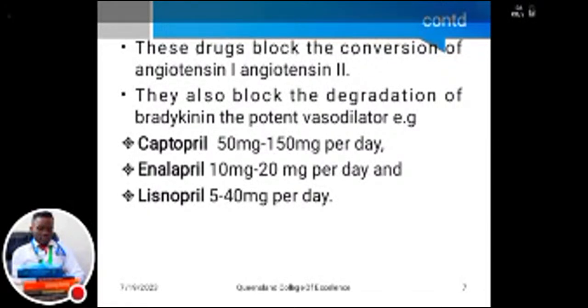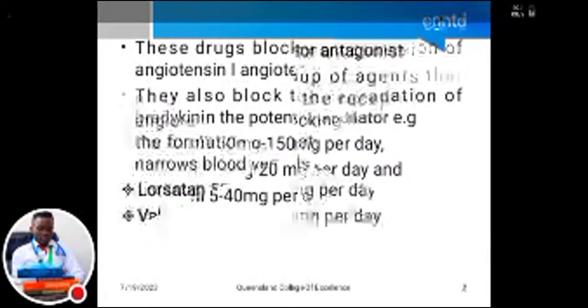Remember these bradykinins? These are used in the complementary system. We have the bradykinin as well as other ones. Bradykinin is a potent vasodilator, for example, we have captopril. That's another drug. You can give 50 to 150 milligrams per day. Or enalapril, you can give this one 10 to 20 milligrams per day. Or lisinopril. This one you can give 5 to 40 milligrams per day.